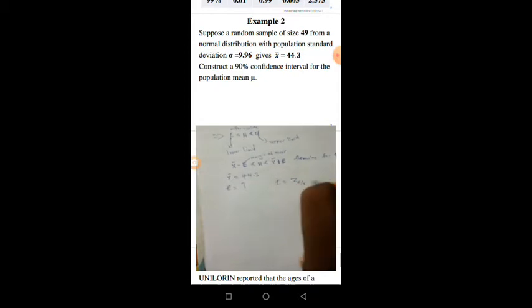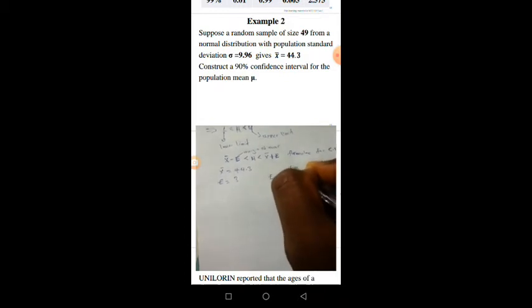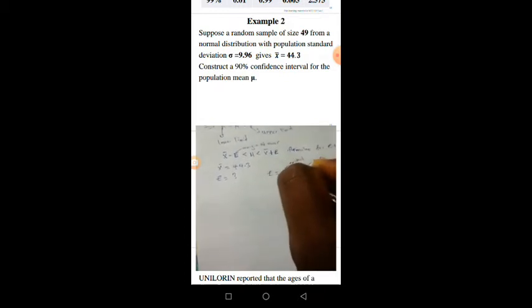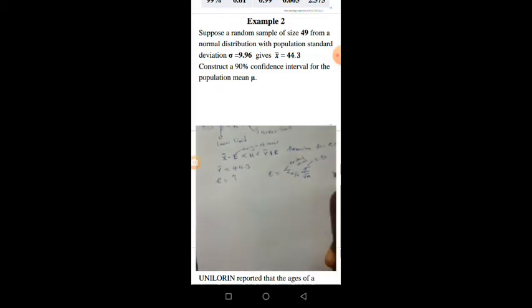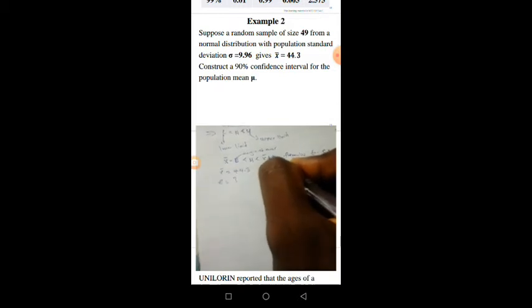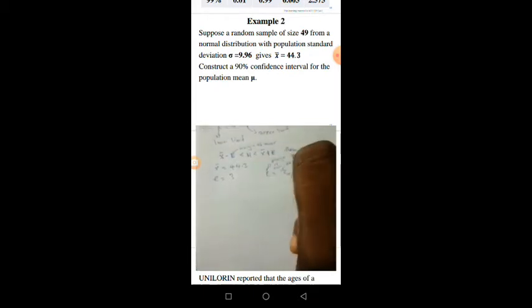Critical value times this is our standard deviation, over the square root of n, this is our number of sample size. And this is our margin of error. Okay, here's the margin of error.